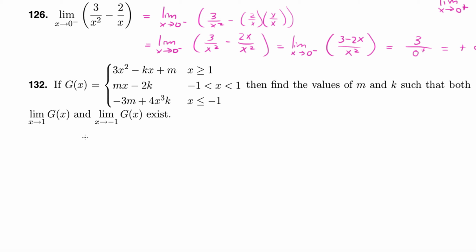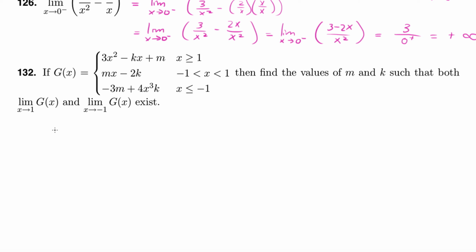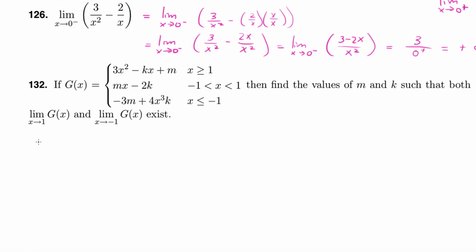Well, actually just 2 parts, because we want to force it to exist, so the limit from the left and from the right have to be equal. Okay, so x approaches 1 from the left. If it's x left of 1, we're choosing this one right here, okay? This is x less than 1. So we're plugging in mx minus 2k. So you have m times 1 minus 2k, which is just m minus 2k.